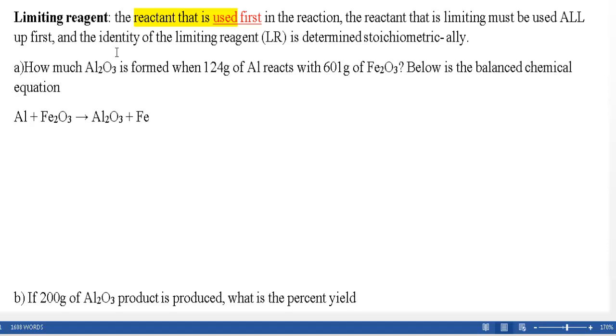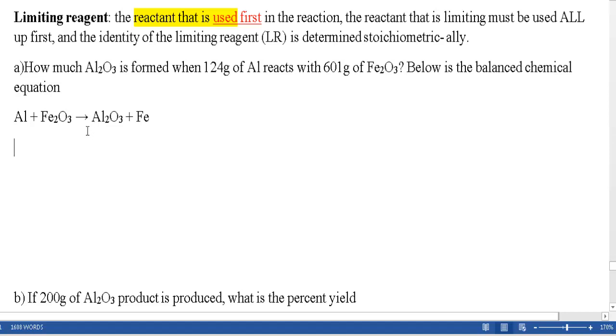So if it's like you have 5 boys and 6 girls in a dance, right? So 5 boys will dance with 5 girls, 1 is left remaining. So the boys are the limiting because they will leave out 1 girl who's the excess. So that's the idea of a limiting reactant. It's the reagent that's going to be used up first. It's also important to recognize that it sets the limit on how much product is made. So that's a very important point.